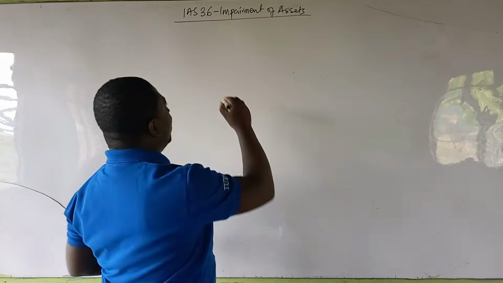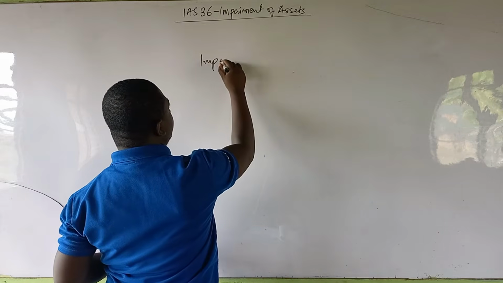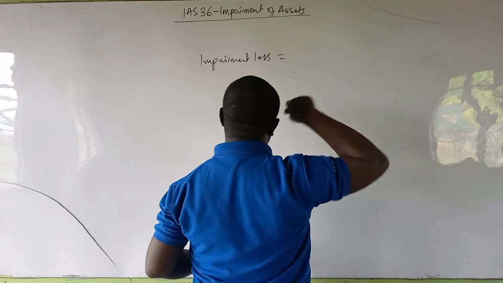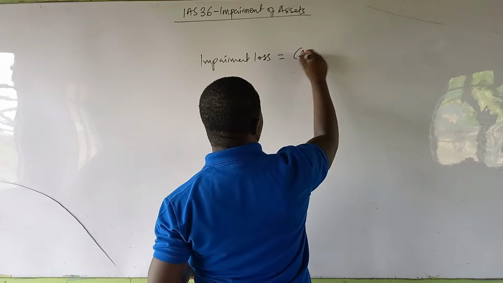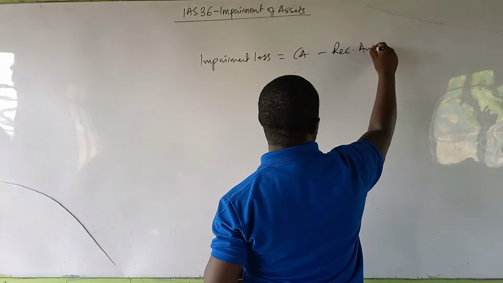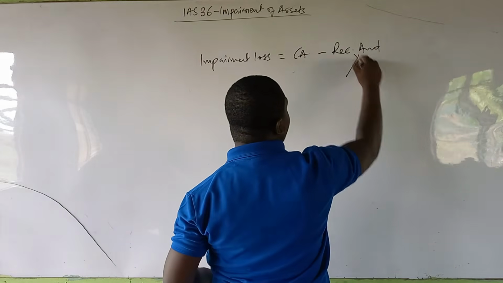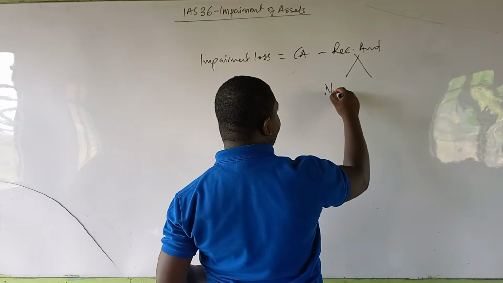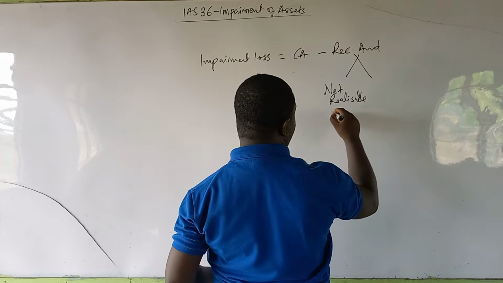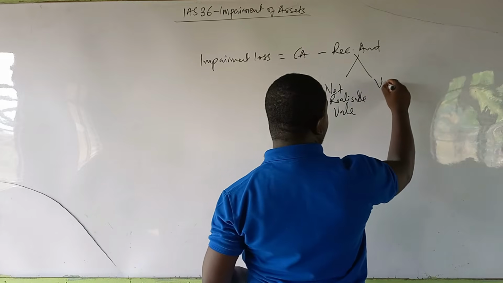And so for a quick recap, we know that the impairment loss or impairment test is carried out by taking the CA, which means carrying amount, minus the recoverable amount of the asset, where the recoverable amount is the higher of the net realizable value, which we call the fair value less cost to sell, and the value in use.